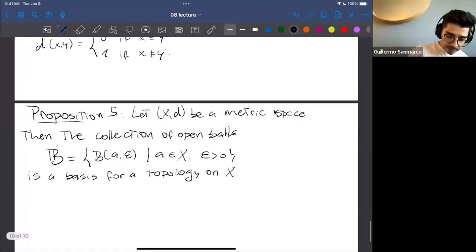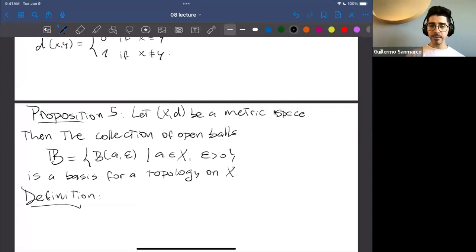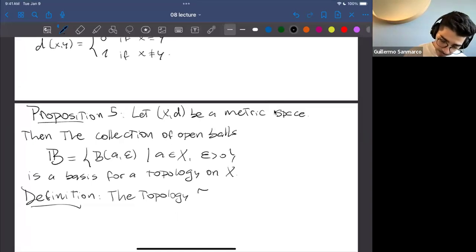And the previous thing should be called proposition/definition, but the definition here is that the topology generated by B, which we denoted before by T of B, I'm also denoting now by T sub d because it depends on the distance. It's called the metric topology on X.